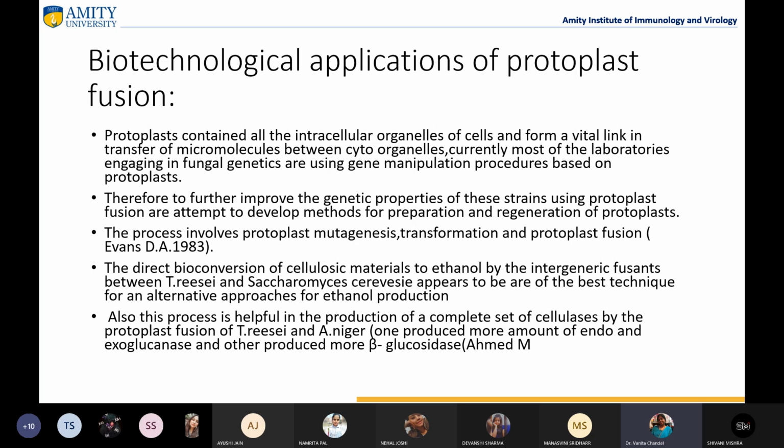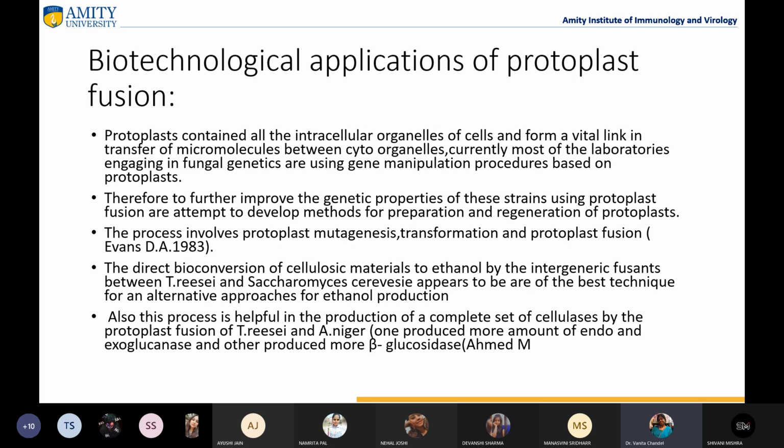Therefore, to further improve genetic properties of these strains using protoplast fusions, there are attempts to develop methods for preparation and regeneration of the protoplast. Again, the process involves protoplast mutagenesis, transformation, and protoplast fusion. The direct bioconversion of cellulosic material to ethanol by intergeneric fusions between some species of Saccharomyces appears to be the best technique as an alternative approach for ethanol production. So for biofuel production, this kind of technique is also being used.